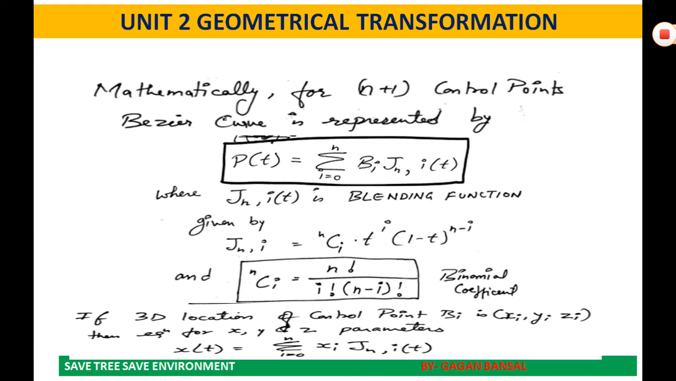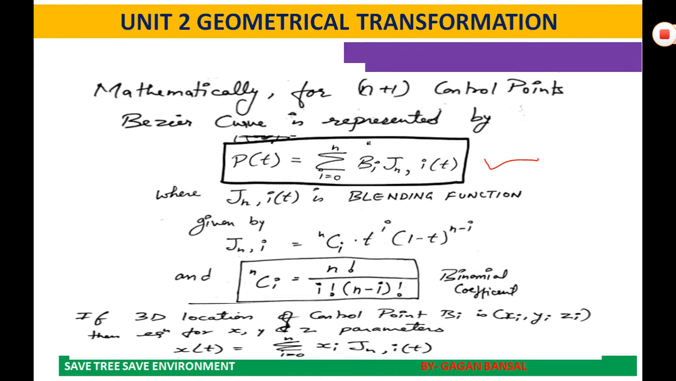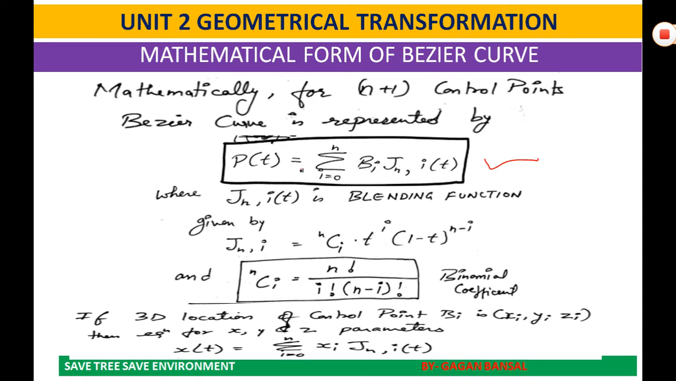Mathematically, for n plus 1 control points, a Bezier curve is represented by this particular equation which I have shown. The mathematical form of the Bezier curve is P(t), where t is an incremental parameter which defines the synthetic curve. This P(t) equals the summation for i equals 0 to n of B_i J(n,i)(t), where J(n,i)(t) is the blending function. I will be explaining this in detail.